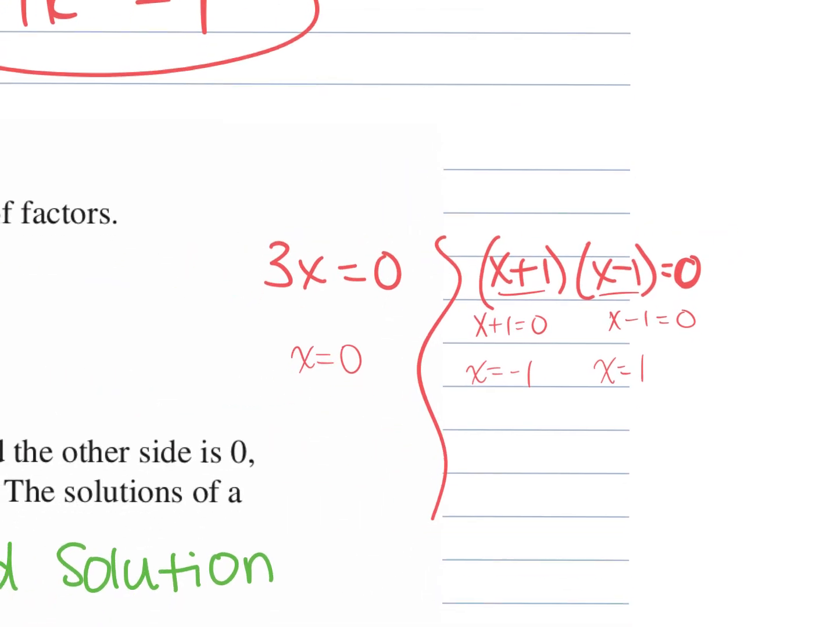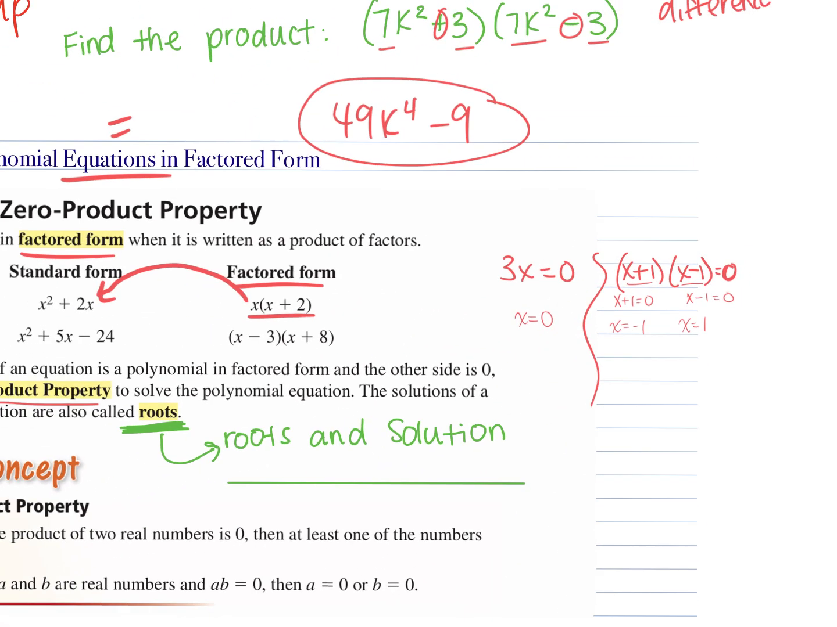Okay, so what we call these answers, once we get them, is we usually call them a solution. Do you guys agree? We'd say x equals 1 and x equals negative 1 are our solutions. Now we're going to use another word. It's called our roots, okay? These are called our roots. And it's essentially the same thing as a solution, okay?